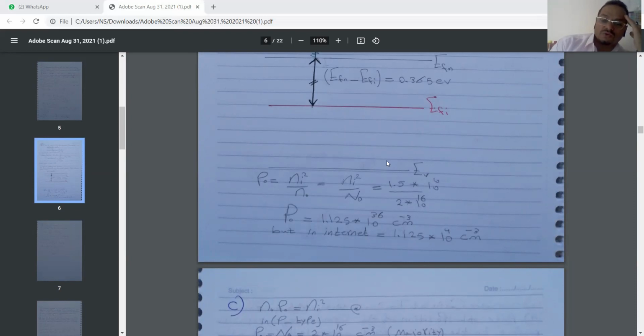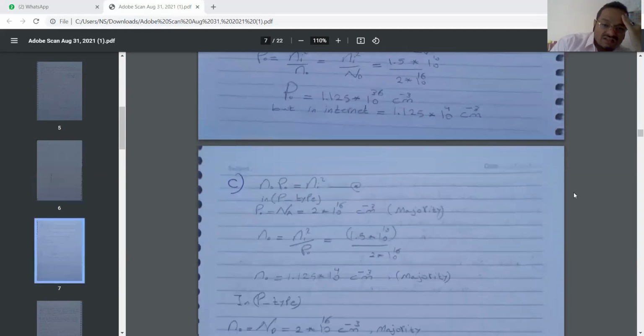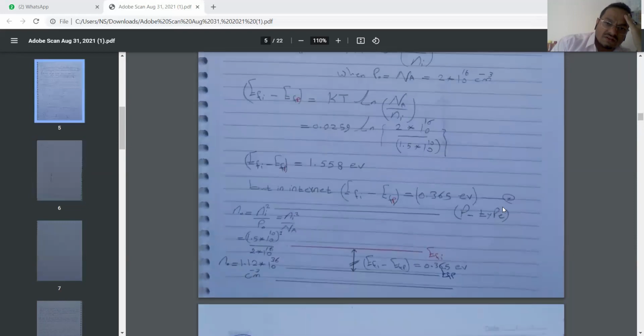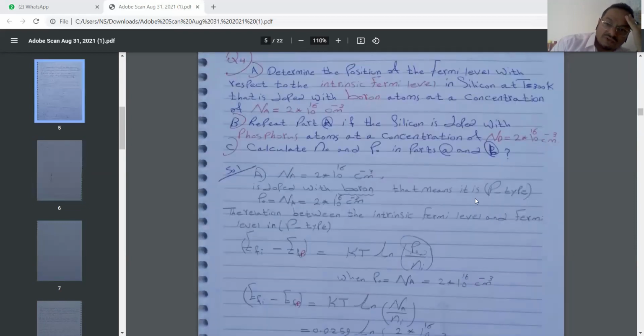To find the hole concentration in n-type, we use the important law, the mass law: p naught times n naught equals the intrinsic carrier concentration squared. N naught equals Nd, which is 2 times 10 to the power 16. To find the result, the concentration of holes equals the intrinsic carrier concentration squared divided by Nd. That means the concentration of holes equals 1.125 times 10 to the power 36.